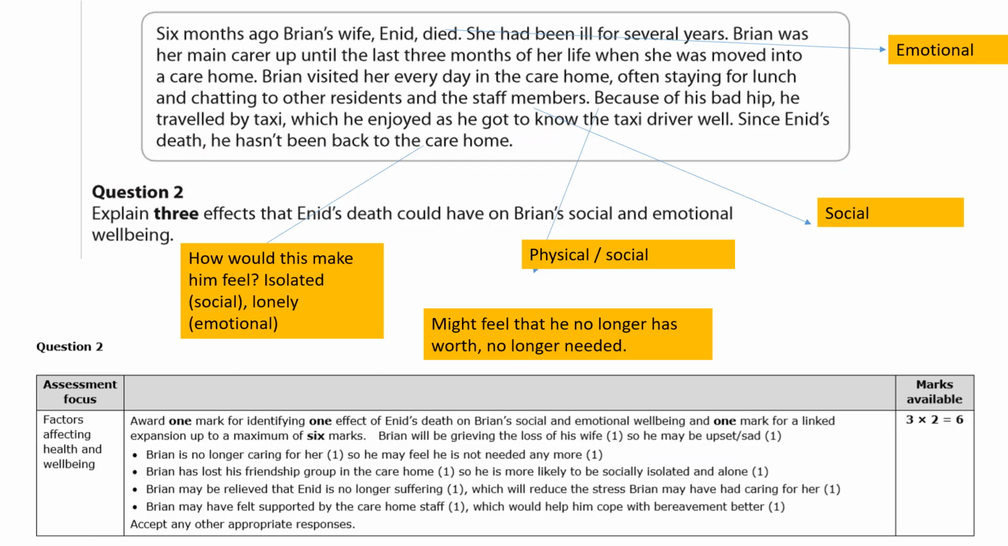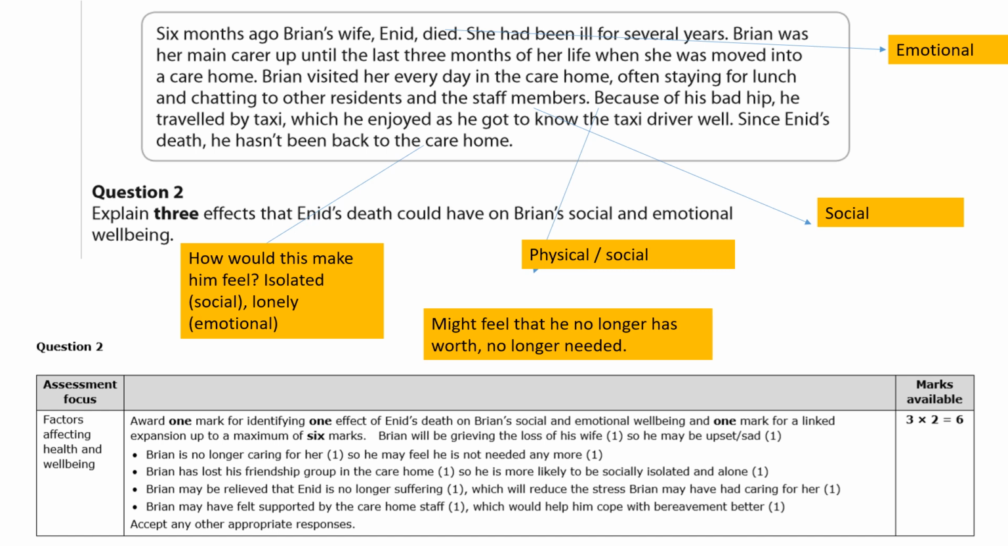So we now come to question 2. This is where you get given more content. So they add more contextual information. So we find out Brian's wife, Enid, died. She's been ill for several years. He was the main carer. He visited her every day in a care home, chatted to other residents, staff members, and he travelled to and from the care home via taxi, and he got to know the taxi driver well. However, since Enid's death, he hasn't been back to the care home.